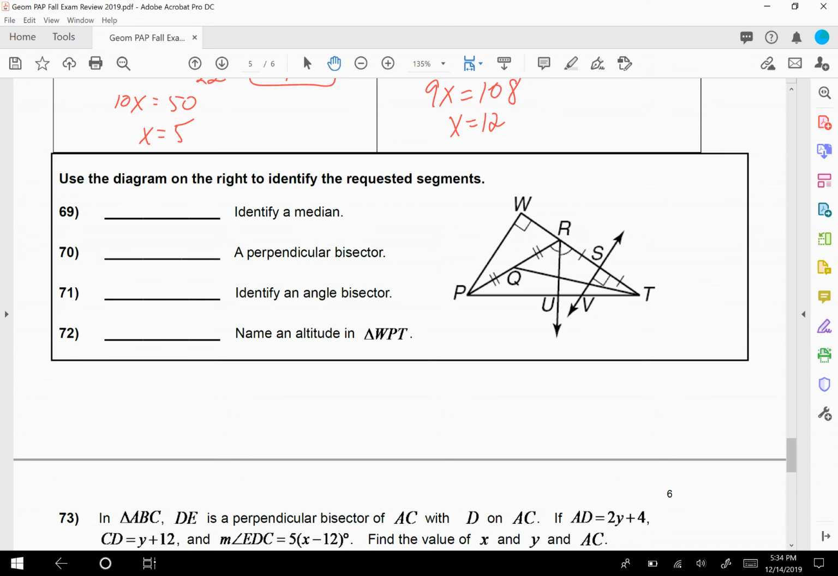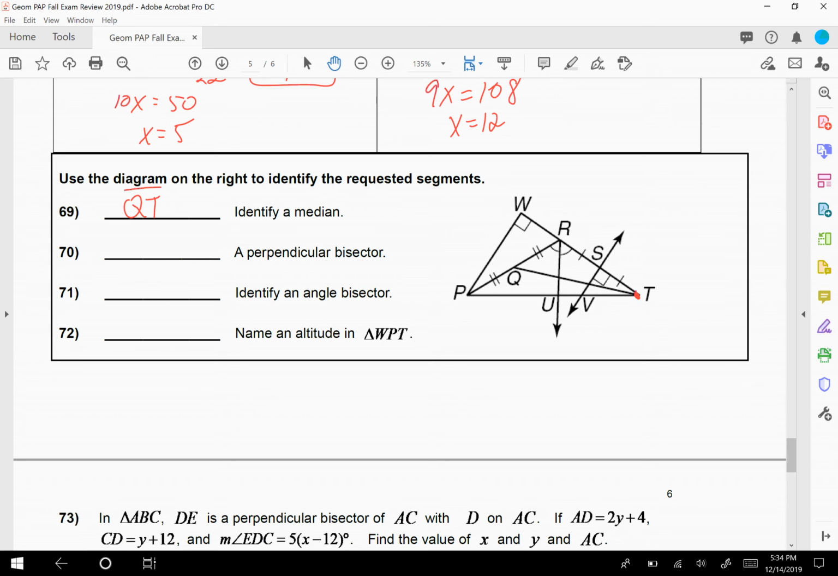Next, it says use the diagram on the right to identify the requested segments. Identify a median. Okay, a median is just going to be a line segment that is splitting something in half and it starts at a vertex. So right here you cannot use SV because SV does not begin at a vertex. Okay, you have to use QT because it's beginning at this corner and it's cutting that side of this triangle in half over here. So QT.